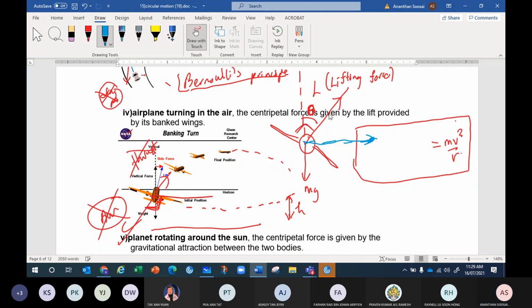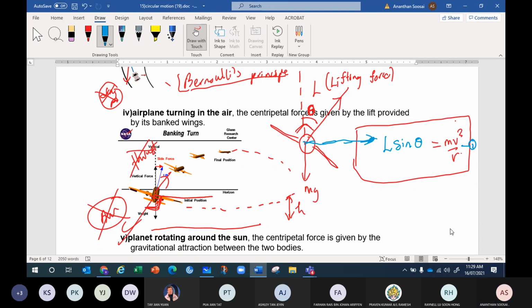Theta is here. When you go down, theta is increasing. You open the angle, so we use L sine theta. Theta increases when you bring L down. So this is going to be L sine theta. Okay, so L sine theta equals mv squared over r, for this system. First equation.